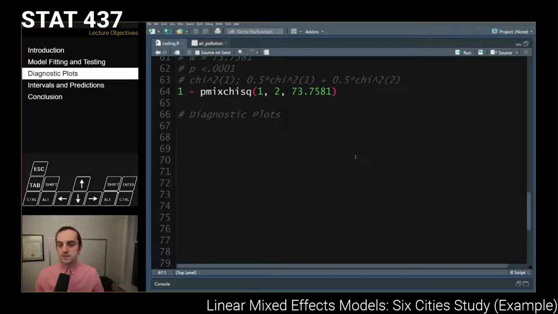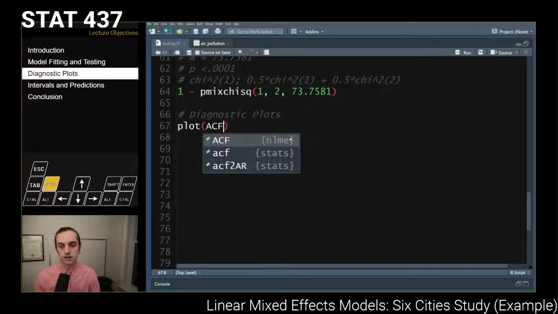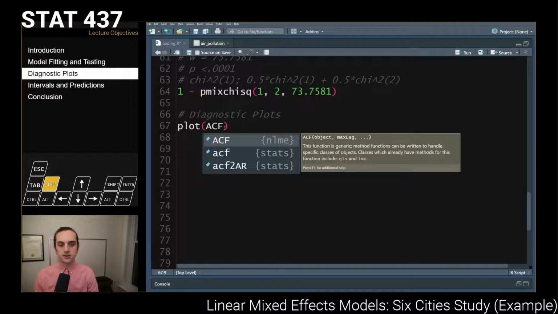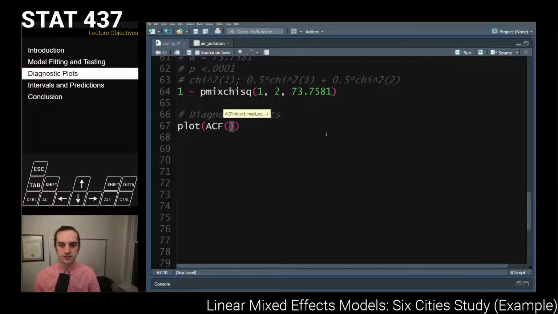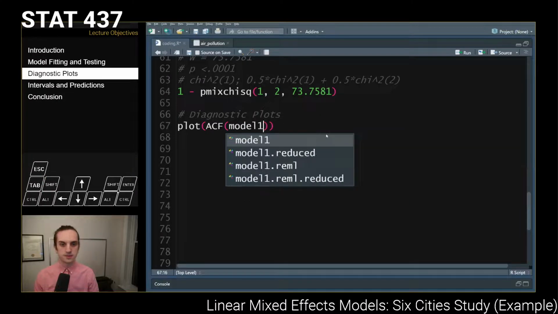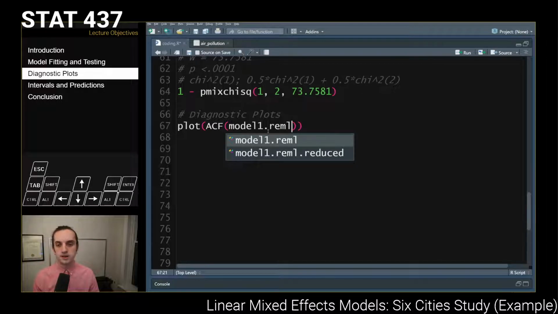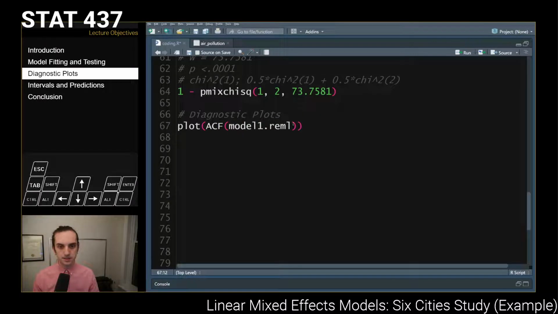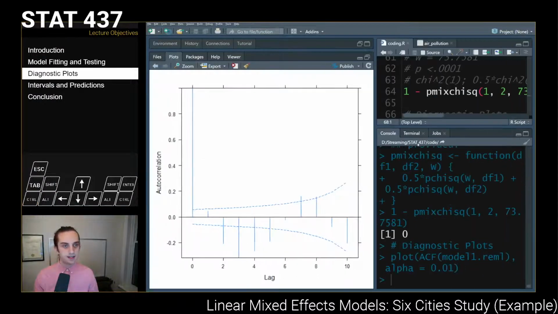But the first idea is that we can plot the autocorrelation function. So if we call ACF in R, that's going to give us the autocorrelation. And all we have to do is pass in the object. So in this case, let's say we're doing all of this on the model 1 REML fit. We can pass in an alpha value here, which is just going to give us some confidence bands based on whatever confidence level we specify. And if I run that plot, we can see we get this ACF plot.